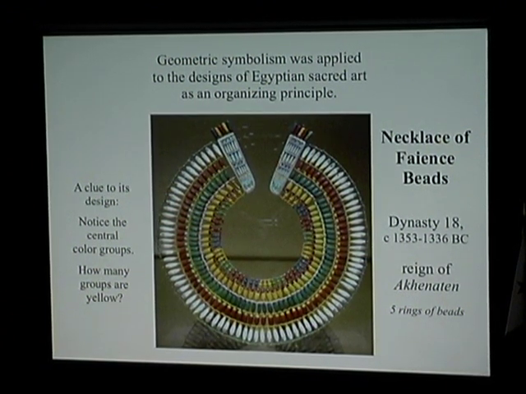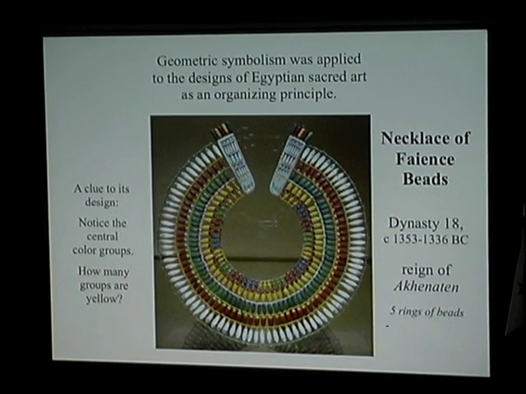We have this necklace of faience beads from Dynasty 18, 1300s BC, from the reign of Akhenaten. There are 5 rings of beads. That should be something of a clue. But also notice the 5, notice that there are central color groups. It goes yellow, green, red, blue, yellow, green, red, blue, and so on. How many yellows? 1, 2, 3, 4, 5. So what does that do for us?